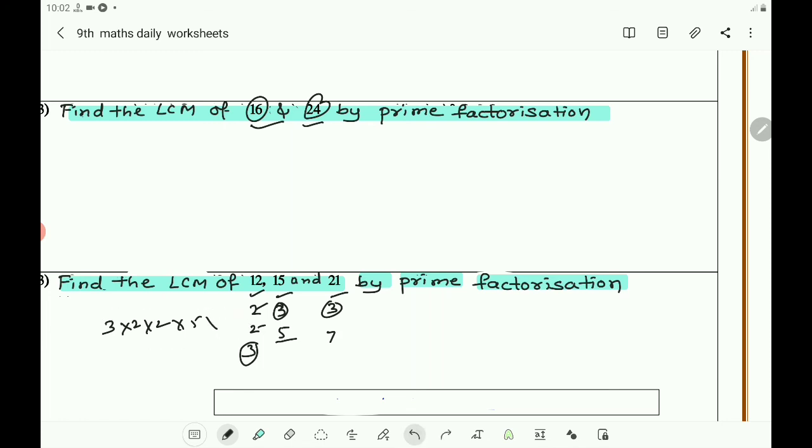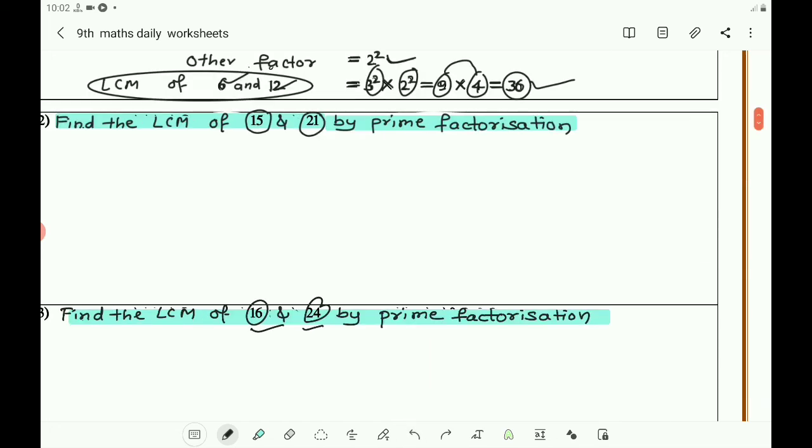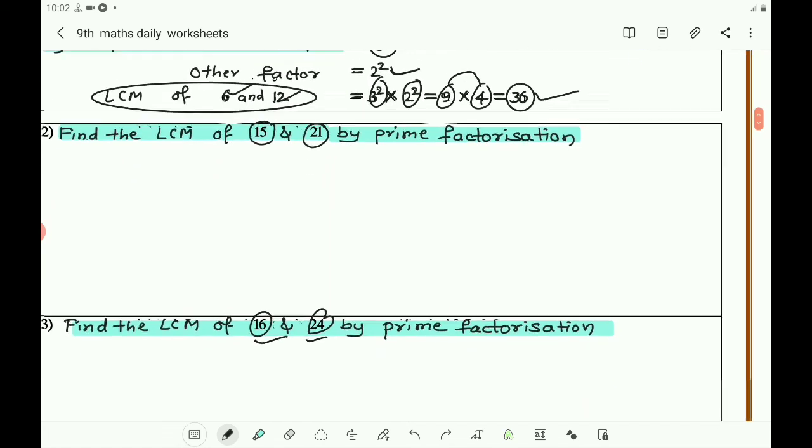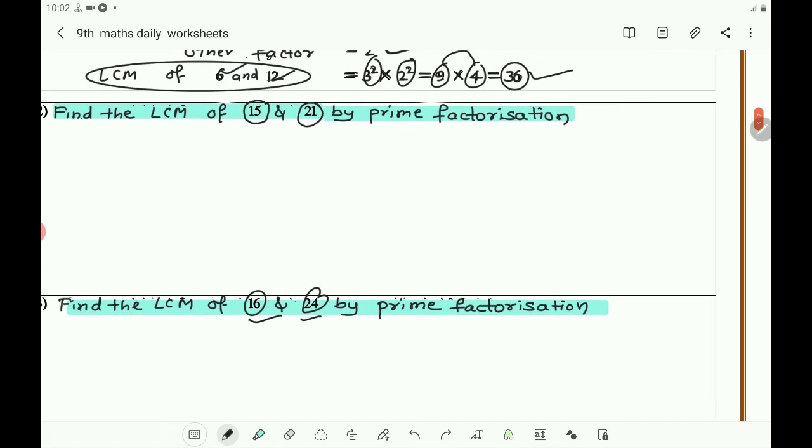Children, discuss it roughly and do the steps correctly and find the LCM of the numbers 12, 15 and 21. A hint is given. With the help of that hint, find the LCM of all these.